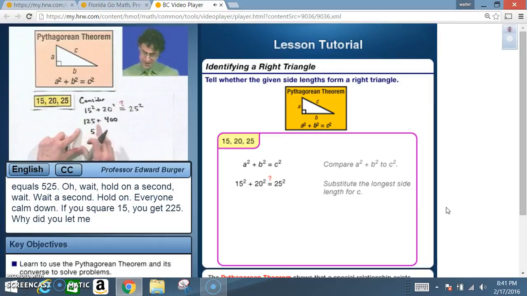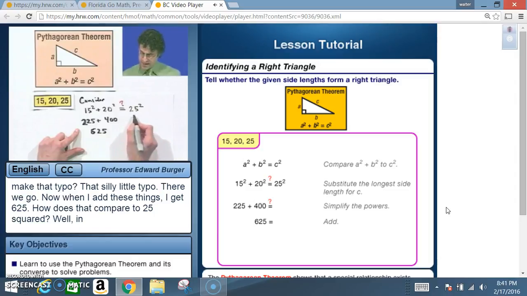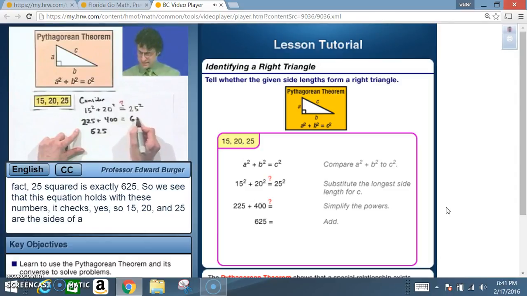Everyone calm down. If you square 15, you get 225. Why'd you let me make that typo? That silly little typo. There we go. Now when I add these things, I get 625. How does that compare to 25 squared? Well, in fact, 25 squared is exactly 625. So we see that this equation holds with these numbers.